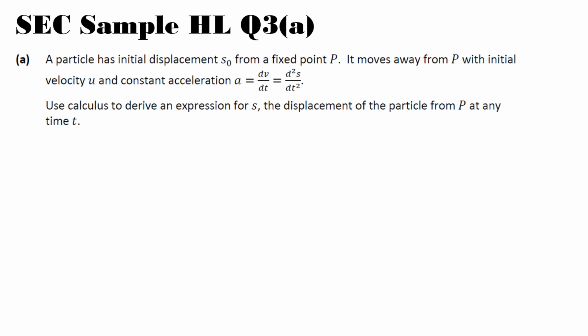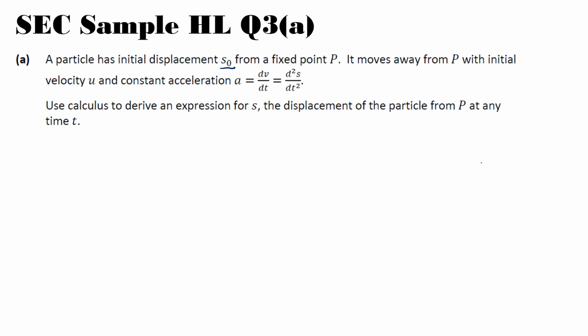So a particle has initial displacement S0 from a fixed point P. It moves away from P with initial velocity u and constant acceleration a equals dv/dt and d²s/dt². So we have two formulas here for acceleration. Use acceleration to derive an expression for S, the displacement of a particle from P at any time t.